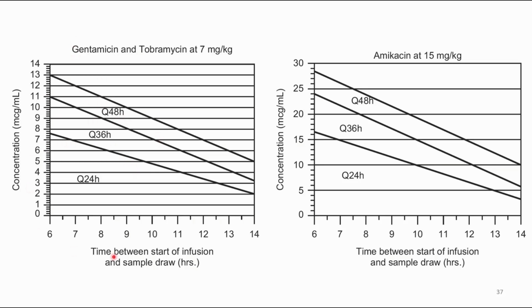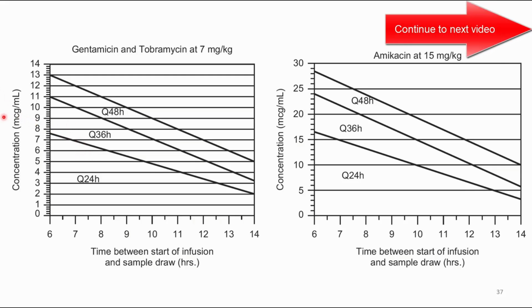The way this was established is that Nicolau and colleagues actually tried this dose in their patients, and they got a peak of 20 because the most common MIC in their institution was 2. So they wanted a peak of 20 with an MIC of 2, which would give you a peak to MIC ratio of 10. And then they just looked at how quickly the patients were clearing the aminoglycosides, and that's how they derived these lines.